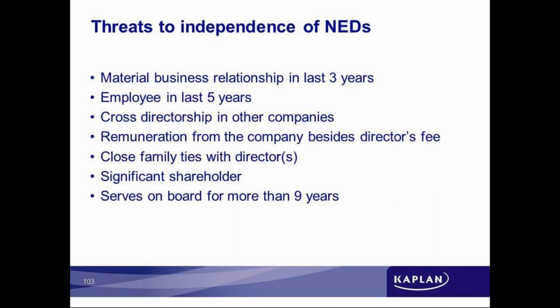Threats to independence of NEDs. The independence of NEDs will not be there if these factors are in existence. For example, material business relationship in last 3 years. Say for example, one of the NEDs has a company, and through that they supply to the company where this NED is functioning as an NED. So then he will be biased towards this company. Then, and he was an employee in the last 5 years, meaning biasness will exist. Cross directorship in other companies.